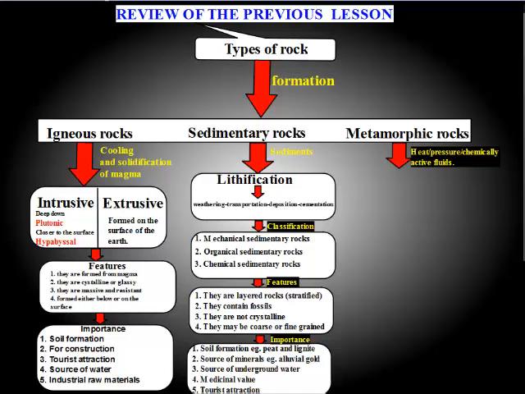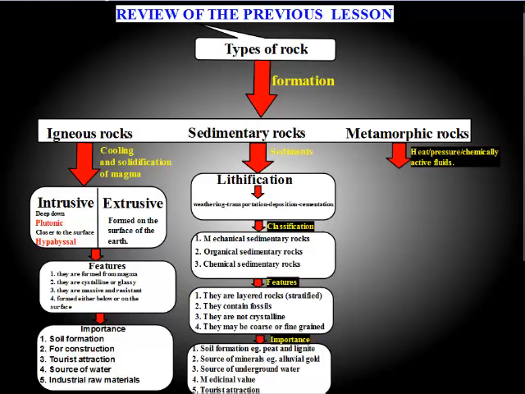We looked at some importance of sedimentary rocks, where we said they help in the formation of soil. They are also a source of minerals. Example is the alluvial gold. They are a source of underground water. They have medicinal value, like the gypsum, which is used for the plaster of Paris, POP. And they also serve as tourist attraction.